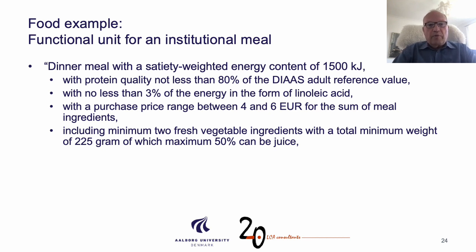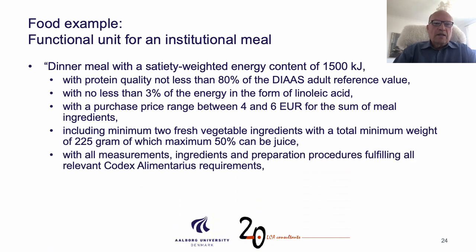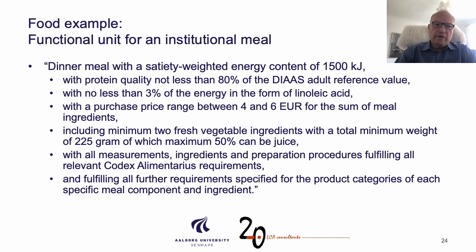There are further requirements that each meal should include 2 fresh vegetable ingredients and a total minimum weight of 225 grams, of which a maximum of 50% can be juice. Further, of course, all measurements, ingredients, and preparation procedures should fulfill the Codex Alimentarius requirements and all further requirements specified for the product categories of each specific meal component and ingredient.